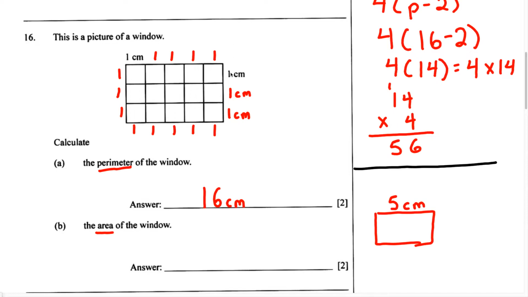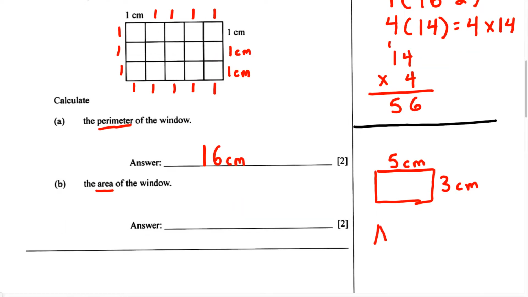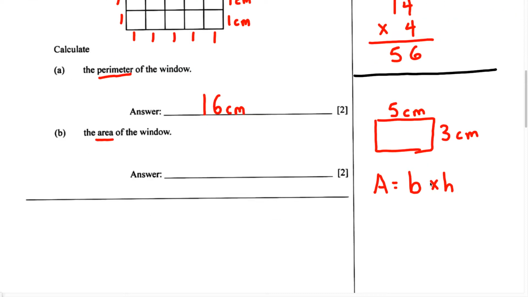And for the height, we have 1 plus 1 plus 1. We're going to have 3 centimeters for the height. Now, when we solve for this, the area of a rectangle formula is going to be base times height. The base is going to be 5 centimeters multiplied by the height, which is 3 centimeters. And when we solve for this, we're going to get 5 times 3 equals 15 centimeters. And don't forget to write the squared. Therefore, the area of this window is going to be 15 centimeters squared.